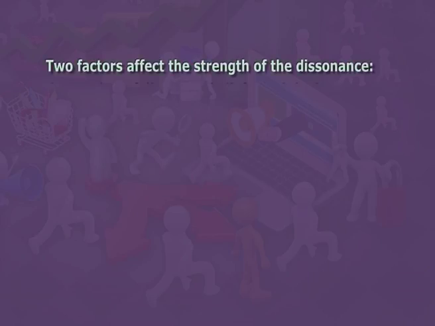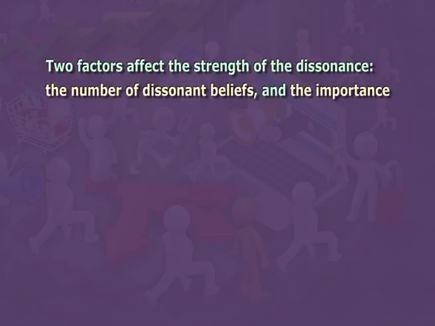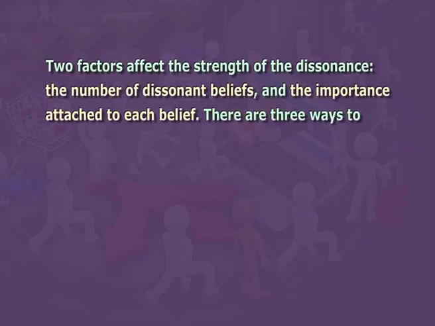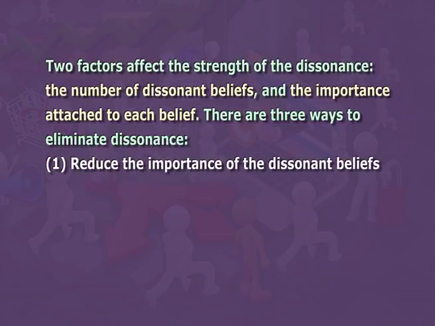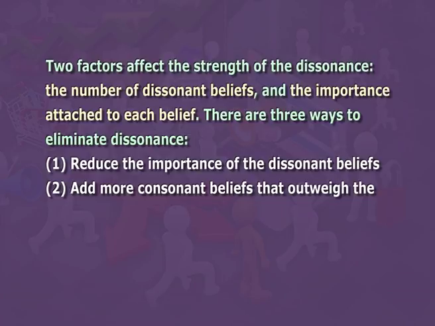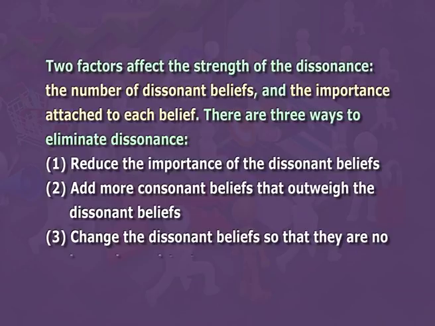to accommodate the behavior. Two factors affect the strength of the dissonance: the number of dissonant beliefs and the importance attached to each belief. There are three ways to eliminate dissonance. Firstly, reduce the importance of the dissonant beliefs. Secondly, add more consonant beliefs that outweigh the dissonant beliefs. Or thirdly, change the dissonant beliefs so that they are no longer inconsistent.